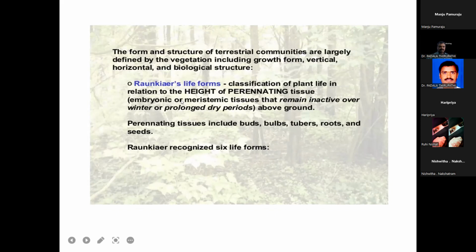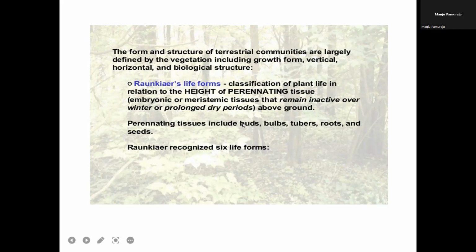Perennating tissue means an embryonic or meristematic tissue that remains inactive during unfavorable conditions, over winter or the prolonged dry periods. So they can survive in unfavorable conditions, and when the conditions are favorable, they can grow. Based on the height of the perennating tissues, Raunkier classified the different plants into 6 life forms. The perennating tissue may be buds, bulbs, tubers, roots, and other seeds.